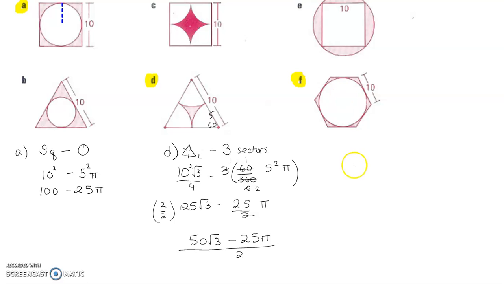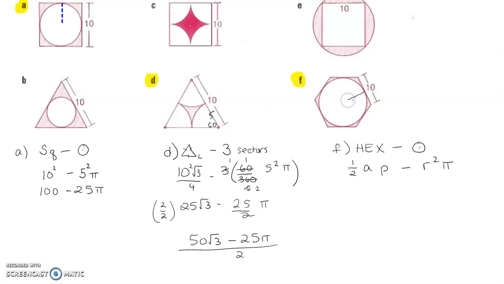And then for F, we need to figure out the area of the hexagon minus the area of the circle. So the area of the hexagon is going to be 1/2 the apothem times the perimeter, and the circle is going to be the radius squared times pi.